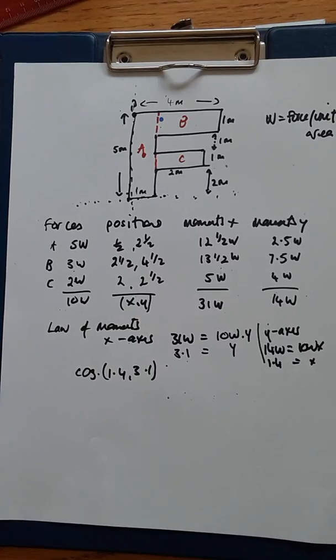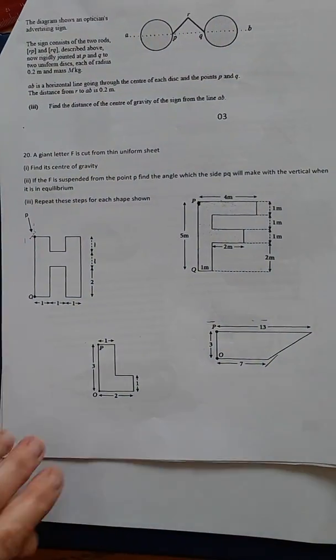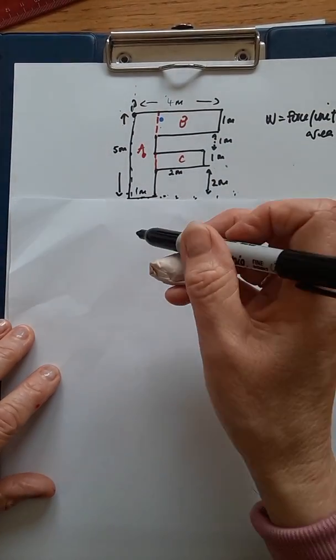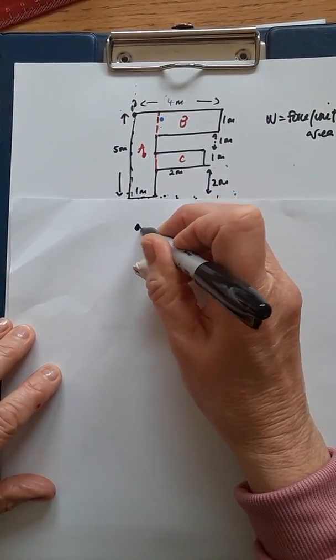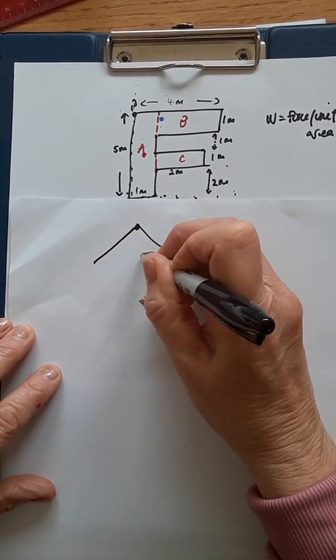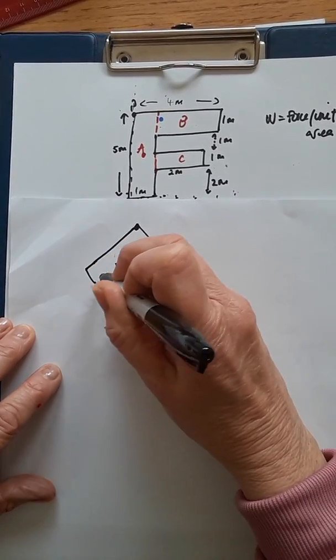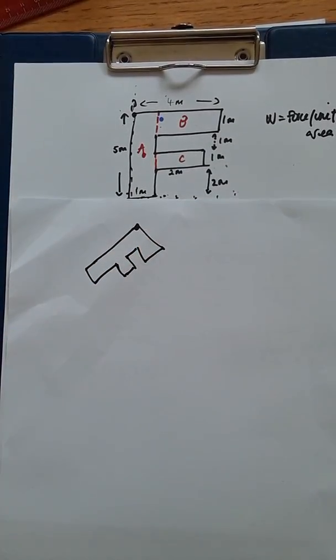Right, second part of the question. If this F is suspended from the point P, find the angle which the side PQ will make with the vertical when it is in equilibrium. Okay, so F is suspended from the point P. So here's my F. If it's suspended from the point P, it's going to swing around like this. So it's going to be something like that. That's how it's going to hang.